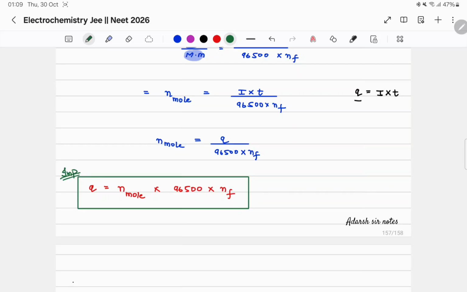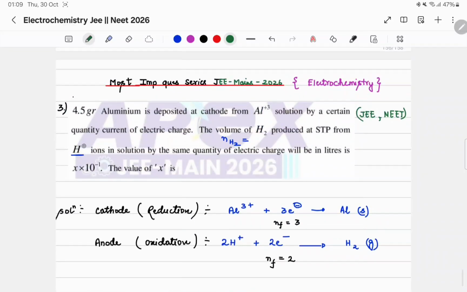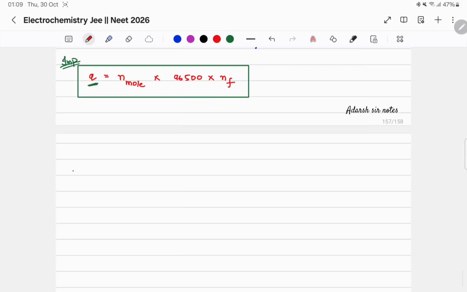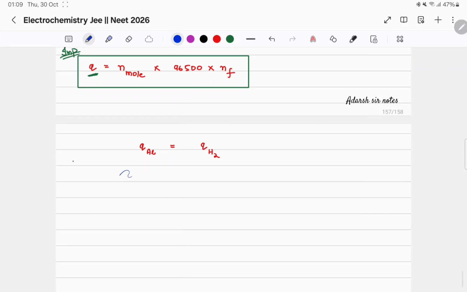Now what you need to understand, this Q charge, tell me, in the question the examiner is telling whatever amount of charge they are passing for aluminium, the same amount of charge they are passing to get which gas? Hydrogen gas. Means charge is the same for both of them. If that is the case, can I write charge for aluminium deposition will be equal to charge for hydrogen gas deposition? If that is the case, I will just put the value, just see it. I will write number of moles of aluminium multiplied by 96500 multiplied by N factor for aluminium.